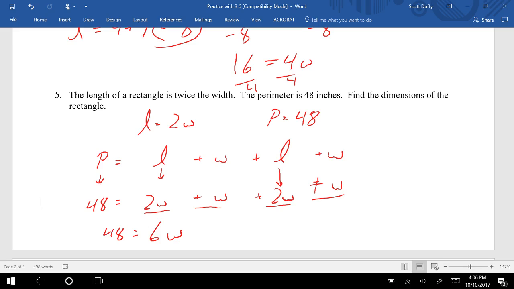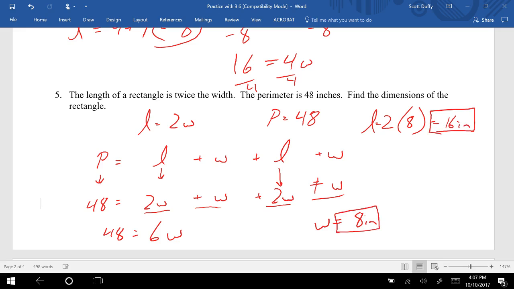If you were to divide by 6 on both sides, you would get W equals 8, width of 8 inches. Now the length is twice the width, so that would be 2 times 8, which equals 16 inches. So the dimensions would be 8 inches by 16.